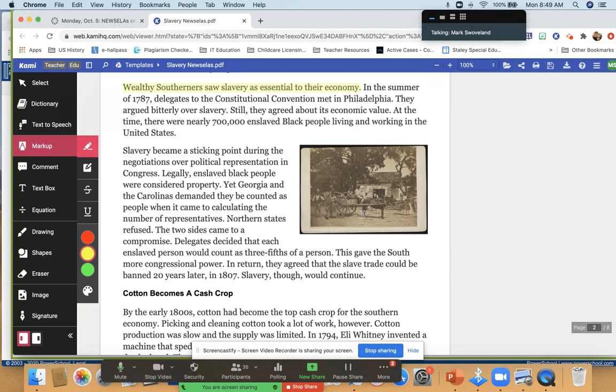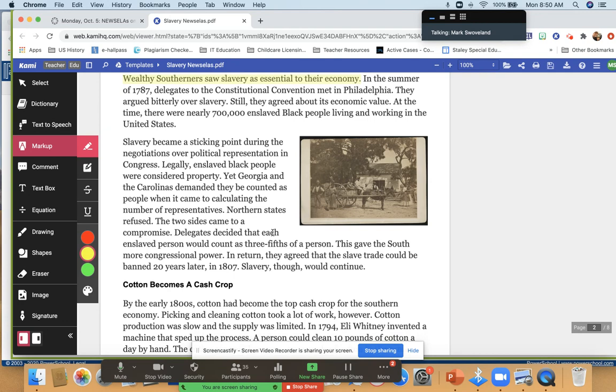Slavery, though, would continue. So this is going to talk about something that we will go into depth on more later, but the 3/5 compromise is going to say that enslaved people, even though they're viewed as property and don't have the right to vote, are still going to be counted in the U.S. for political representation as 3/5 of a person. And this is going to be a big deal because it means that the southern states have more representation in the House of Representatives because of all of their slaves. And we'll talk more about that in depth.